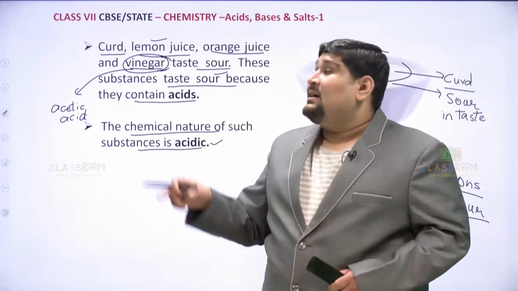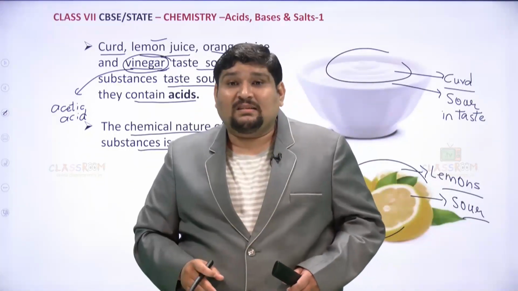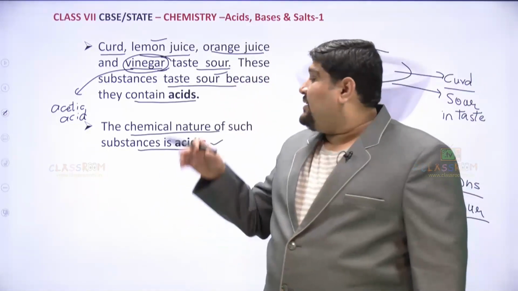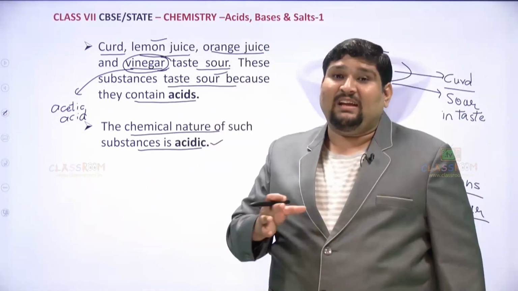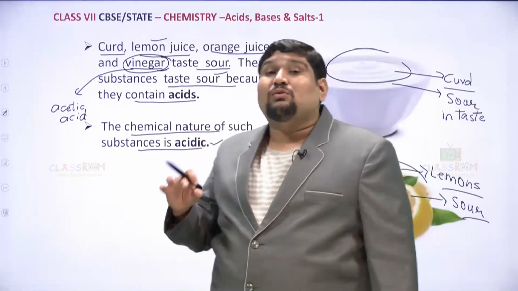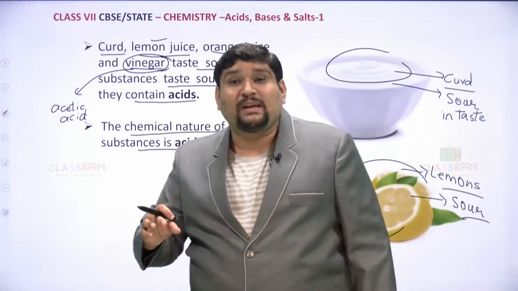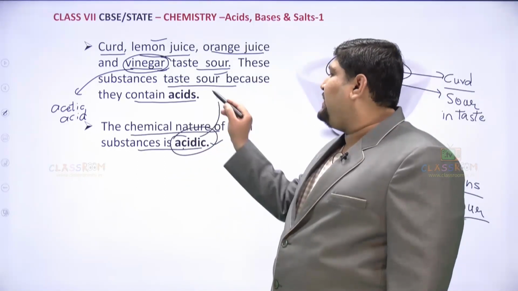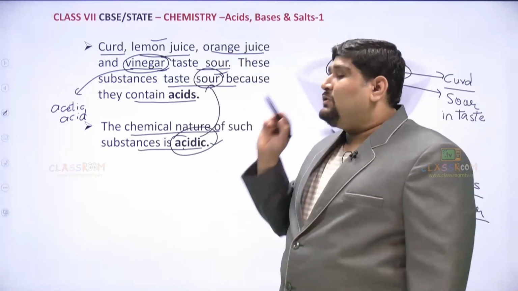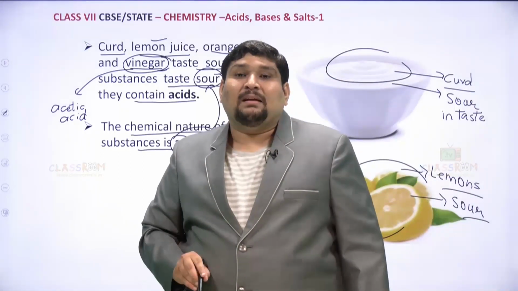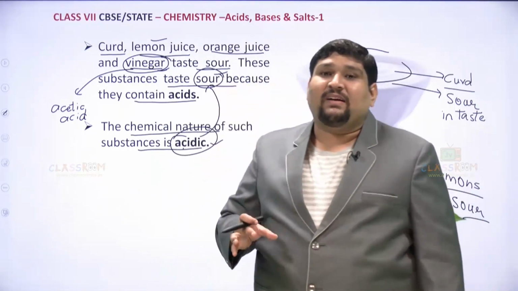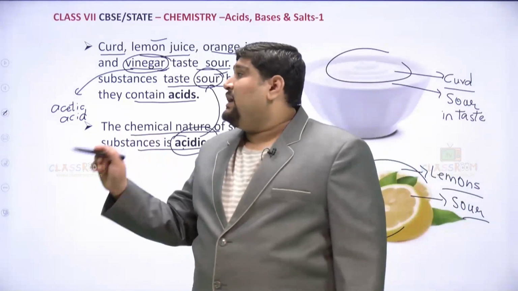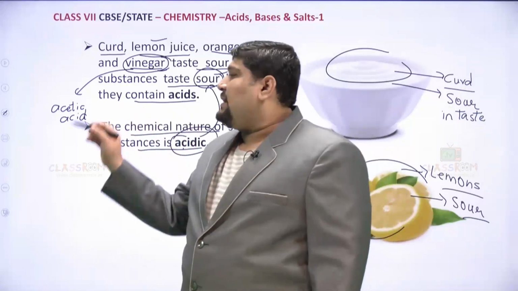In the same way, the substances we took from nature show a differentiation: the chemical nature of all these substances is found to be acidic, because of the acidic character which makes the substances sour in nature. And those substances we classified and defined as acids. Is it clear?